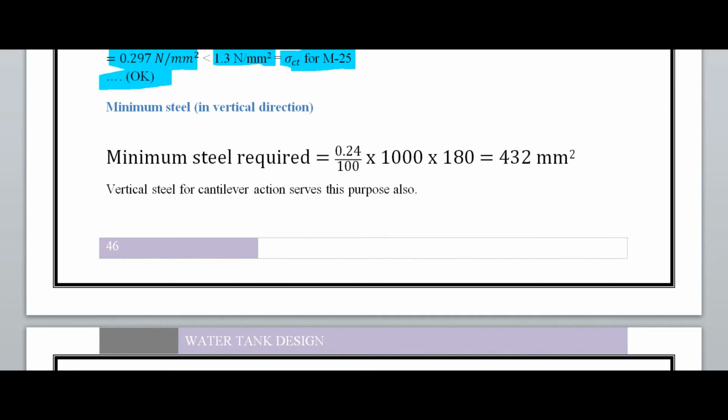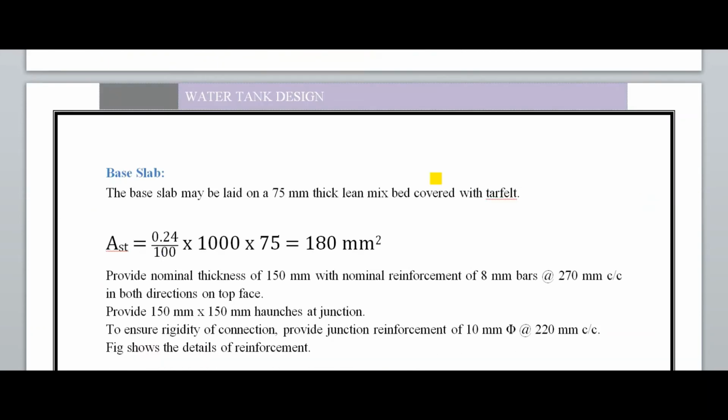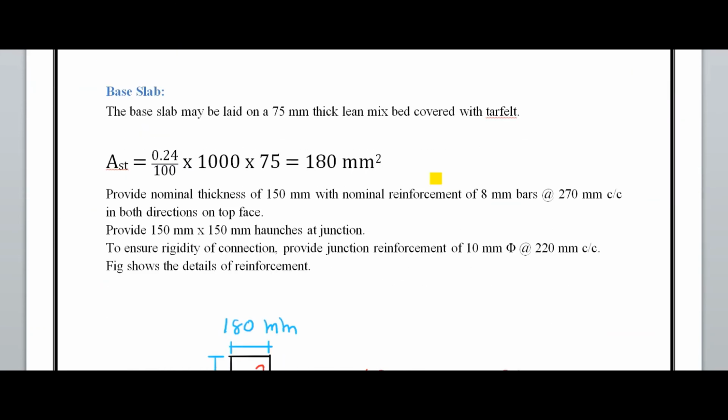Minimum steel in the vertical direction. So minimum steel required is 0.4 by 100 into 1000 into 180. So 432 mm square. So the vertical steel for cantilever action serves this purpose also. Vertical reinforcement means we are simply providing the distribution steel. Now we are going to design the base slab.